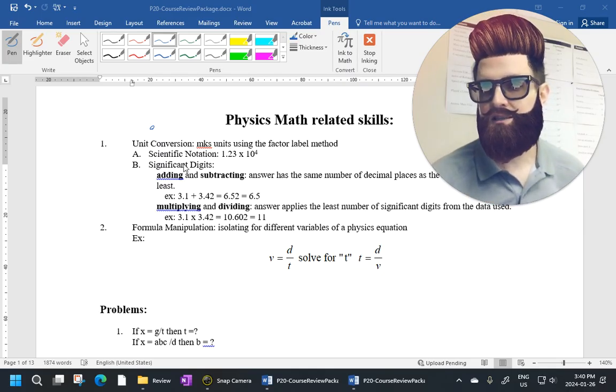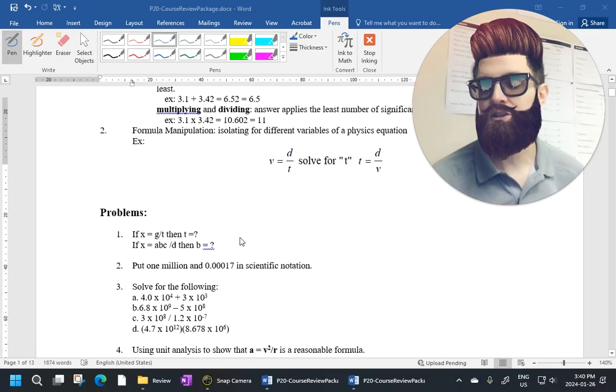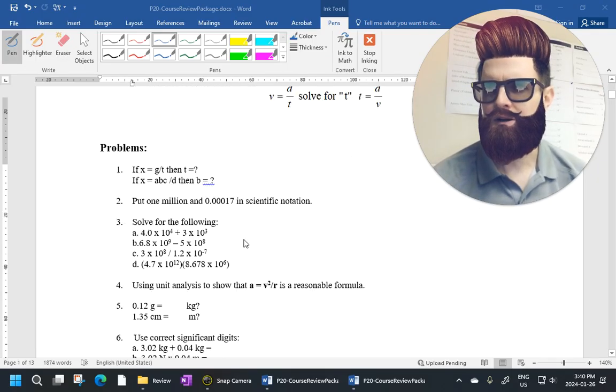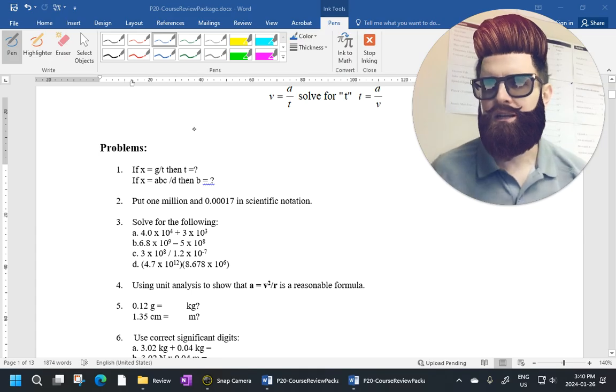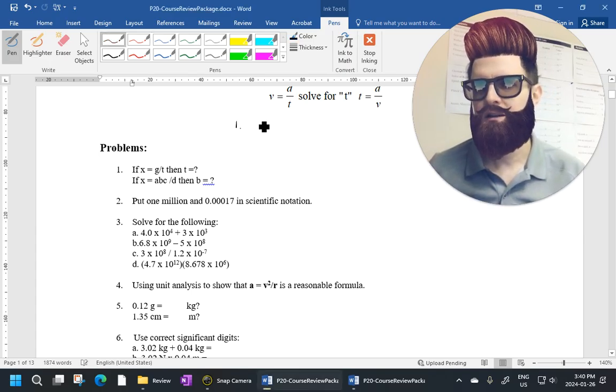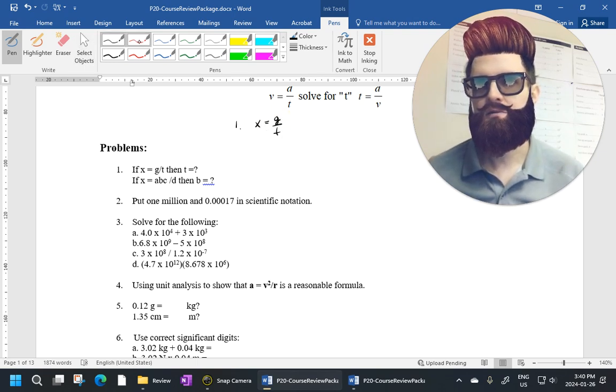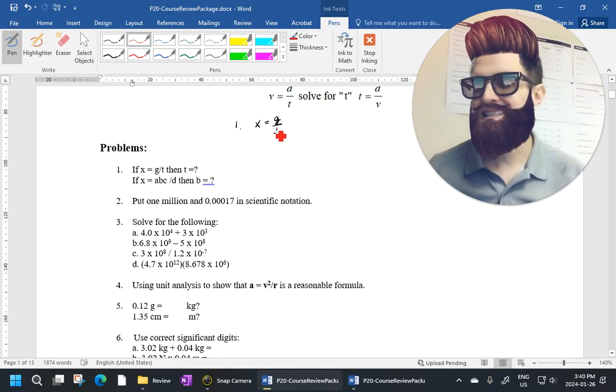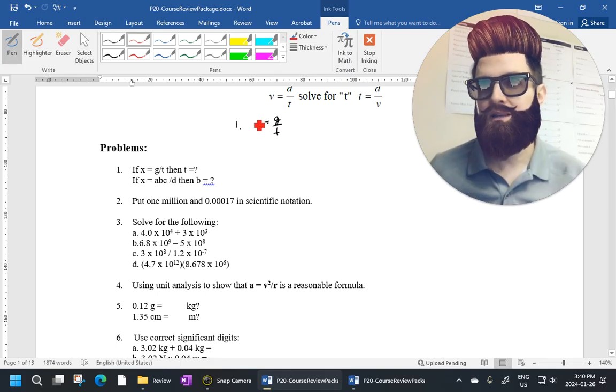Here are the rules for sig digs, right? Most of the time we're doing the multiplication one, and then we got some formula manipulation. So that's what we're talking about here. In these kind of questions, pretty straightforward. Like in question 1 here, they just want us to rearrange this equation where it says x is equal to g over t. So you're trying to get t by itself, right? So we have to manipulate this formula.